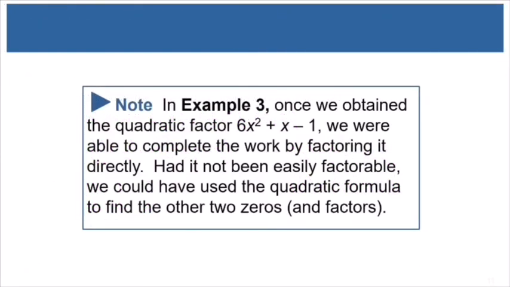So I do just want to point out to you that in the last example, once we got down to this quadratic expression, we were able to complete the problem by factoring this trinomial. But if this trinomial were not factorable, what we would have to do instead is use the quadratic formula to find the last two zeros.